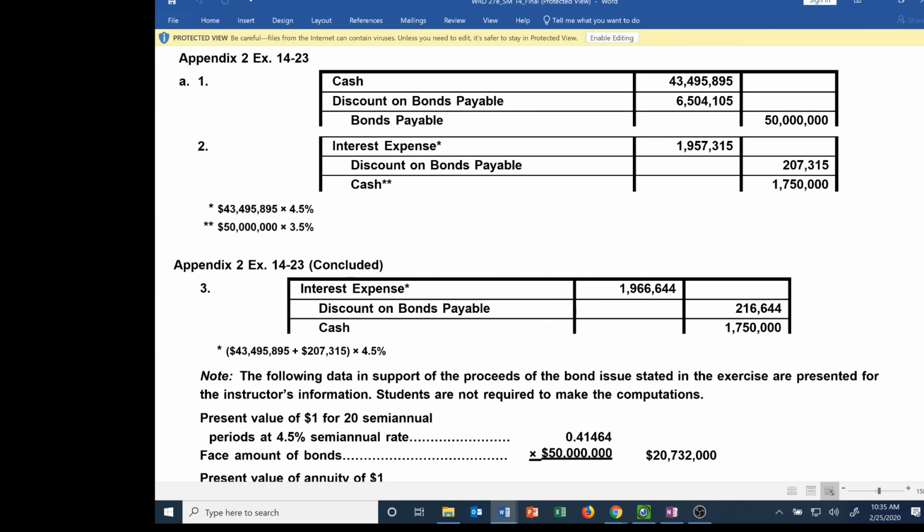When you get that second column, you should be able to debit interest expense. Well, credit cash, that's column A. Interest expense, what is that, column B? And then column C is your discount to be amortized.